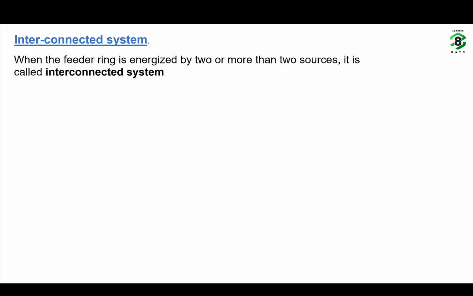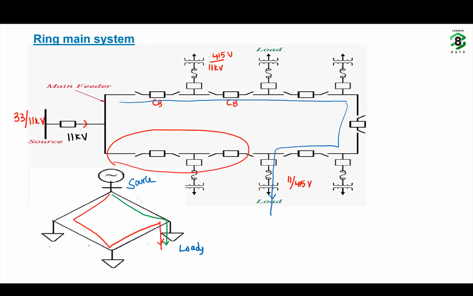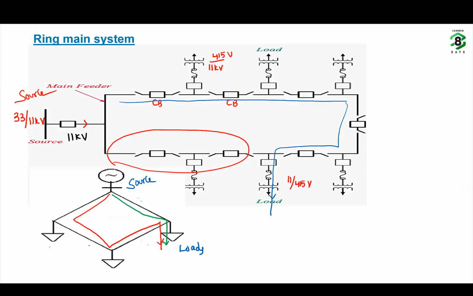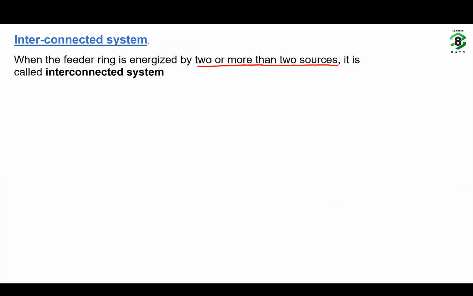Next is the interconnected system of distribution. Interconnected distribution system: here it is the same as the ring main system, but the feeder ring is also energized by two or more than two sources. In the previous case, if you observe, this complete ring is energized by only one source. This is the source point. If this ring is energized by two or more than two sources, then it becomes an interconnected system.